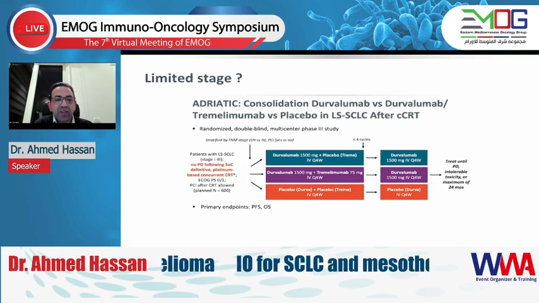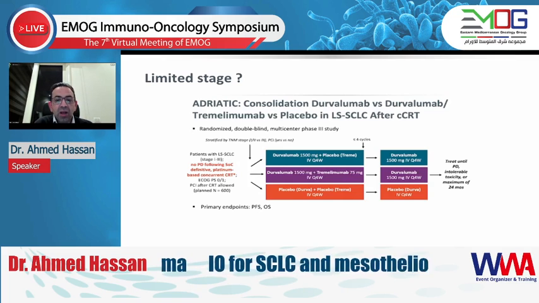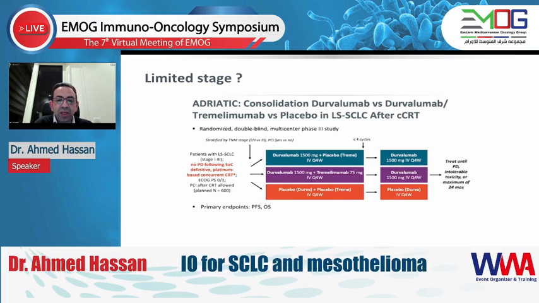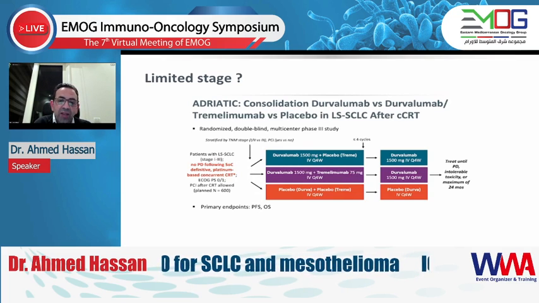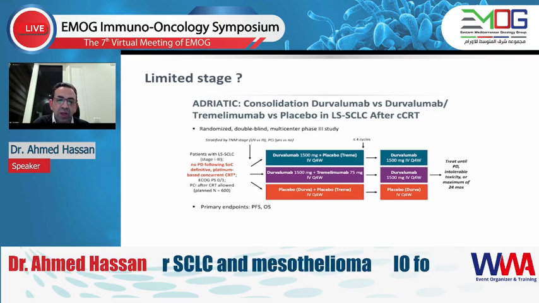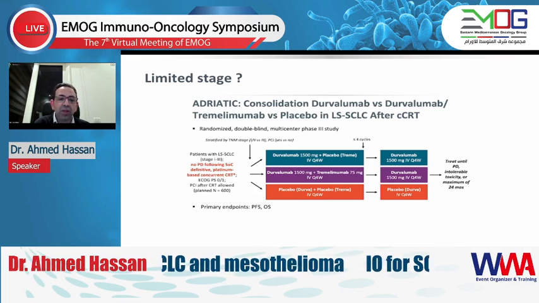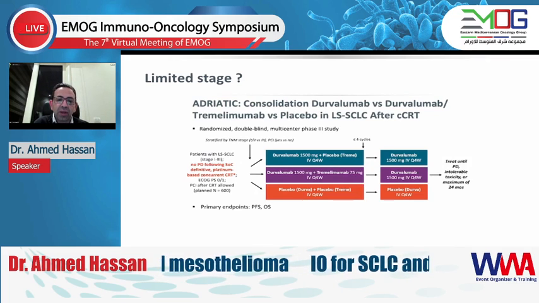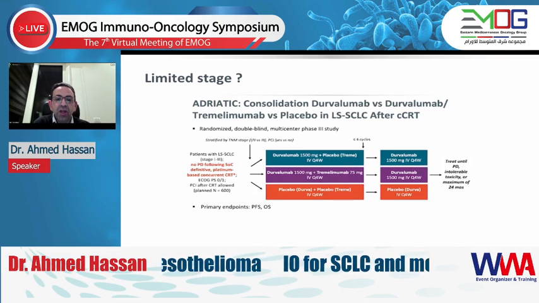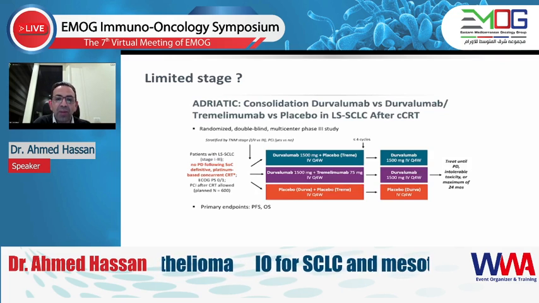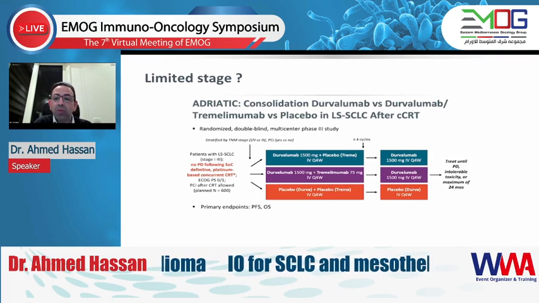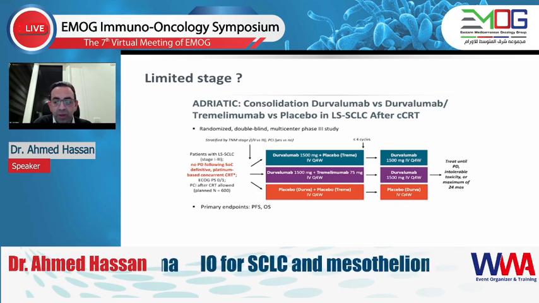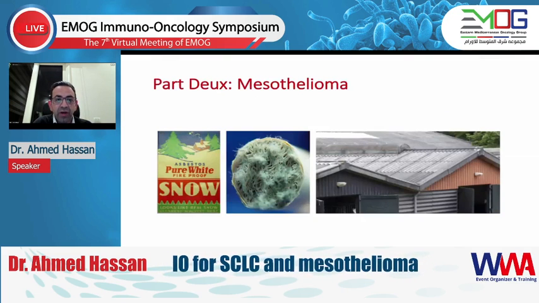Well, this has been investigated in the Adriatic study. In a nutshell, this study is almost the same as the Caspian study in non-small cell lung cancer. So here you give concurrent chemoradiotherapy as per standard, and after you finish your standard treatment, then you give maintenance durvalumab afterwards, or durvalumab and tremelimumab. It would be interesting to look at the results when they are here.